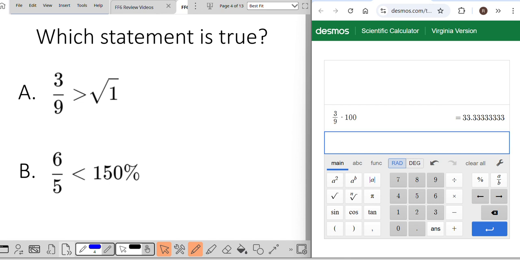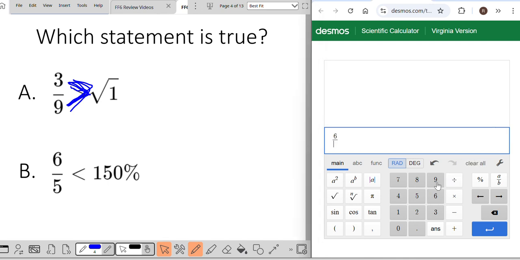So 3 over 9 is 33%, and the square root of 1, remember to click outside the radical before you multiply, is 100%. But this symbol says 3/9 is greater than the square root of 1. And that is not true because 33% is less than 100. So let's go back and try the next one.